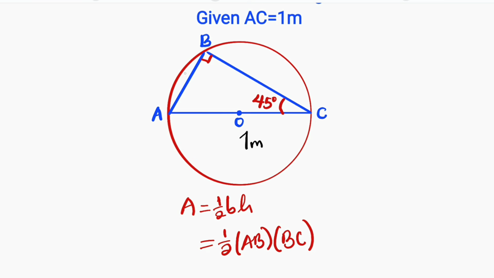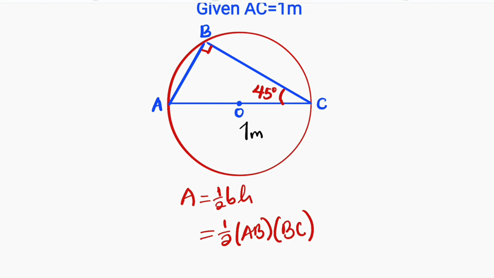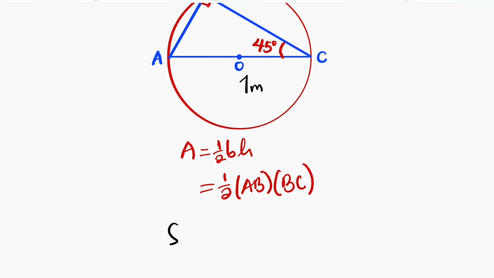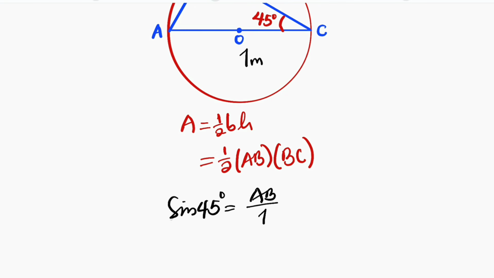So what is the relationship between this side and this particular acute angle? You can see that this is the hypotenuse and this is the opposite side, right? So we have to use the sine ratio, which means that sine of 45 degrees is equal to opposite, which is AB, divided by hypotenuse, which is 1. And you can multiply both sides by 1, which implies that AB is equal to sine 45 degrees, which is square root of 2 divided by 2.